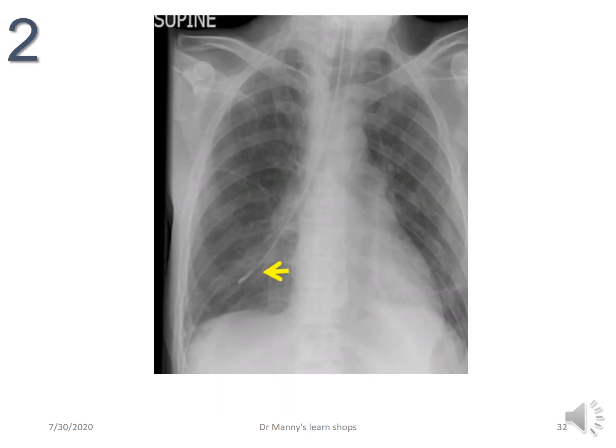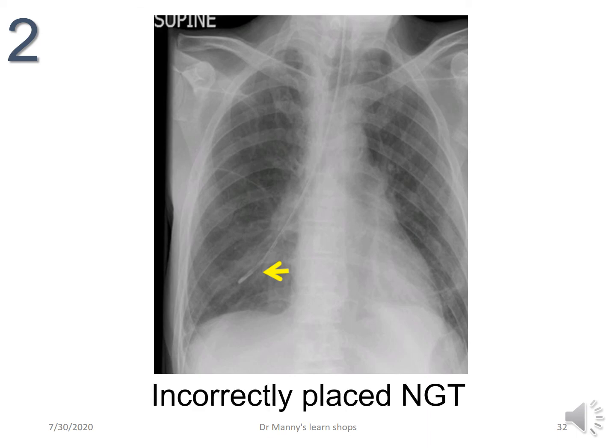Look at this x-ray. What do you think? Yes, you've got an oro-nasal feeding tube, I guess. And is it correctly placed? Wrong. It's incorrectly placed. It's going into the right main bronchus. It's not going into the stomach. It's going into the right lung. Potentially dangerous.